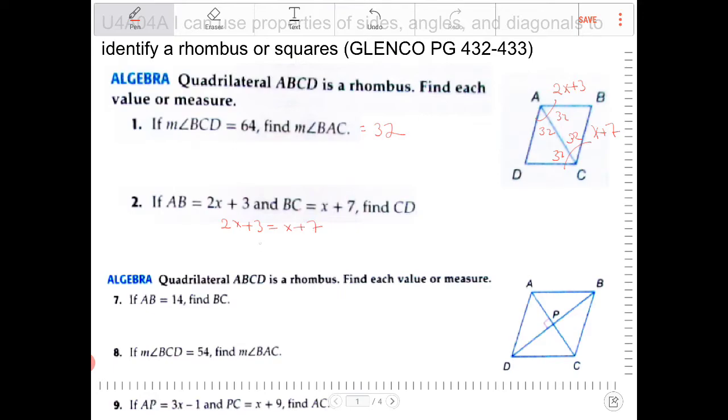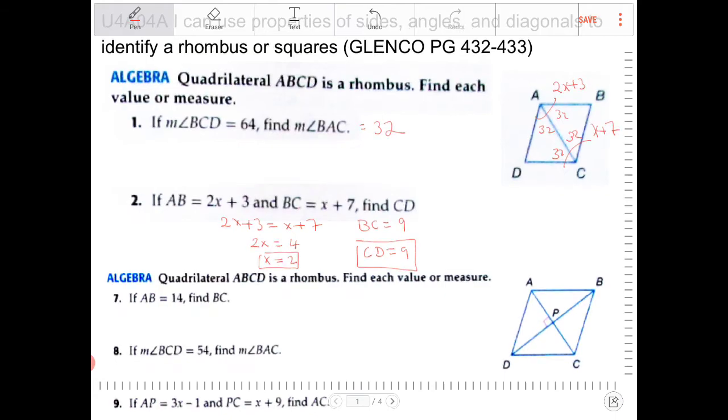So subtract x, I'll get 2x. Subtract 3, I'll get 4. Divide by 2, I'll get 2. And if x is equal to 2, I can then solve for one of the sides. BC will equal 9. And if BC is equal to 9, CD therefore will also equal 9.